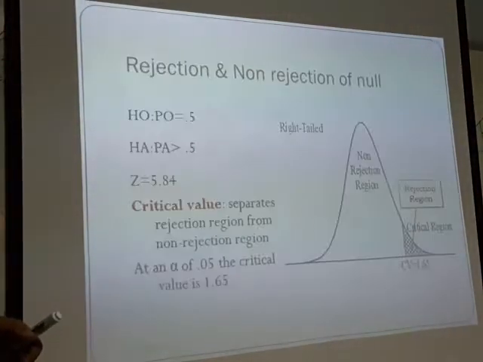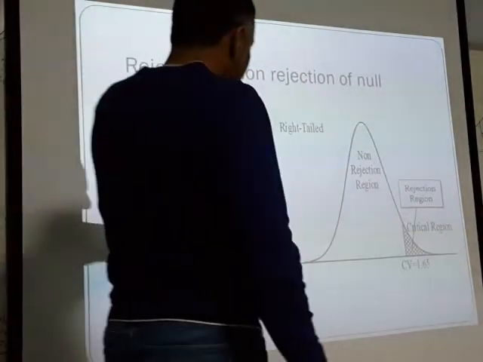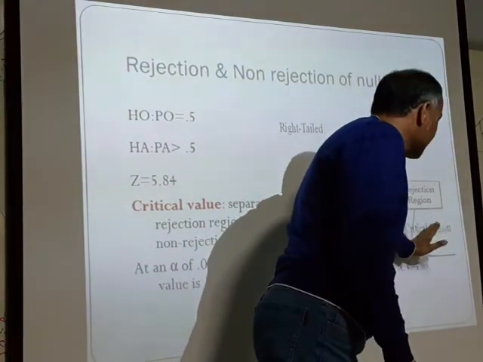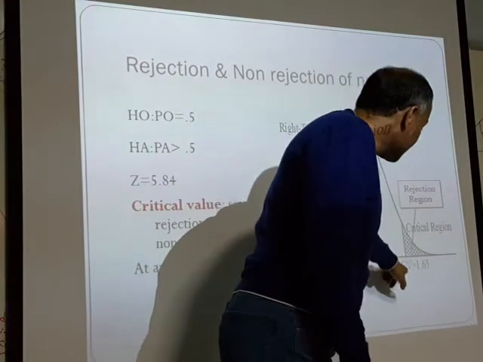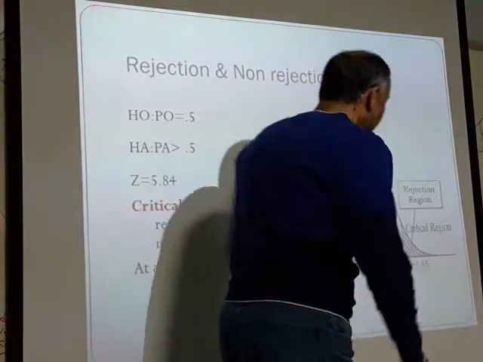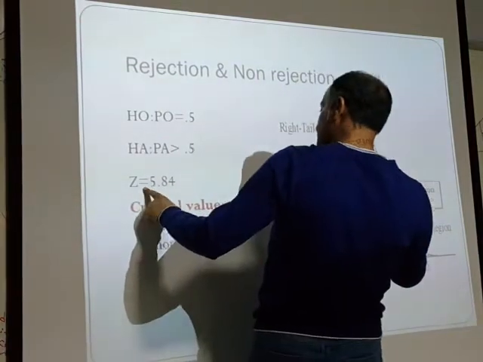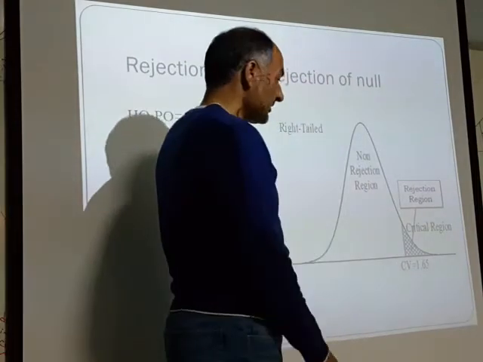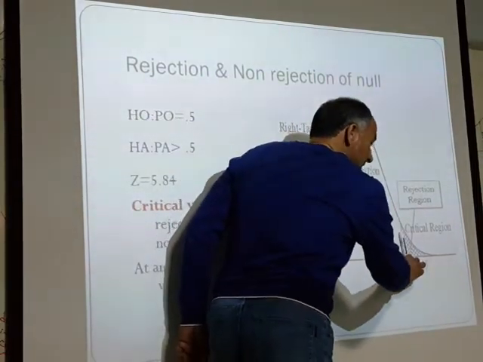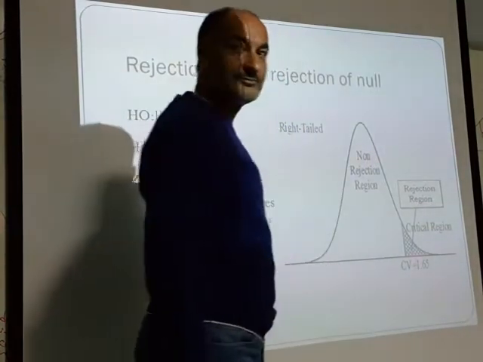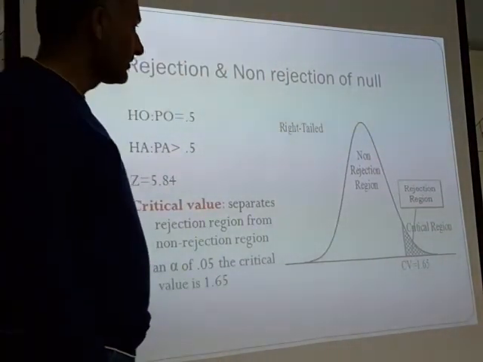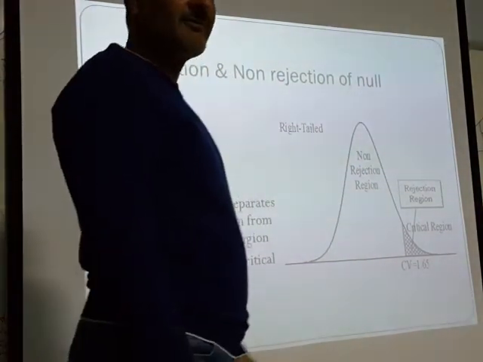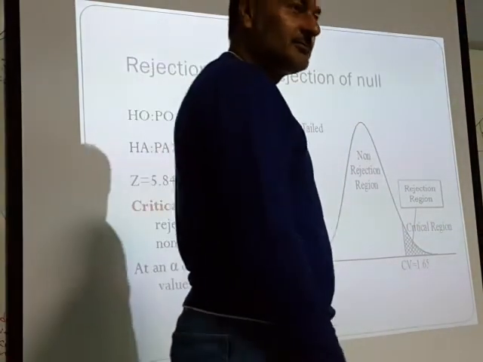Now see, this critical value separates the non-rejection region from the critical region, or the rejection region. So the critical value is 1.65. That means if my value, which is z, is equal to 5.84, does it fall here or does it fall here? Does it fall below this or above this? 5.85 is more. Where does it fall? In the rejection region, on the right.